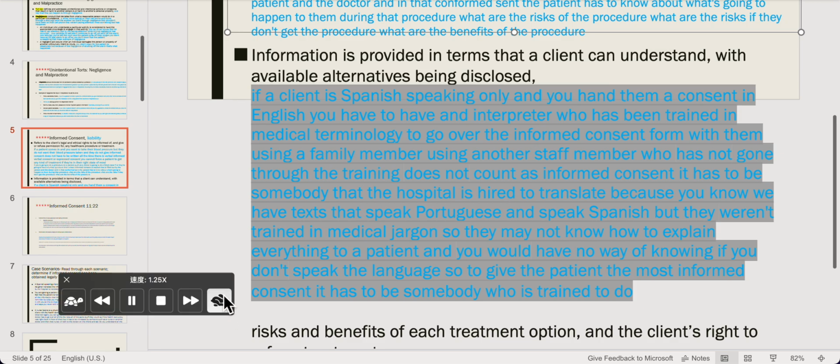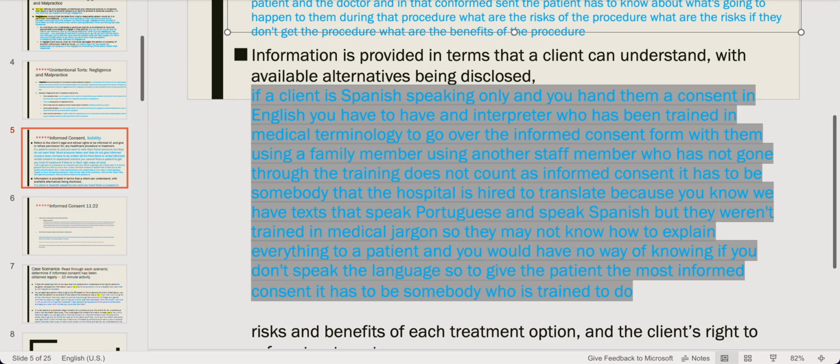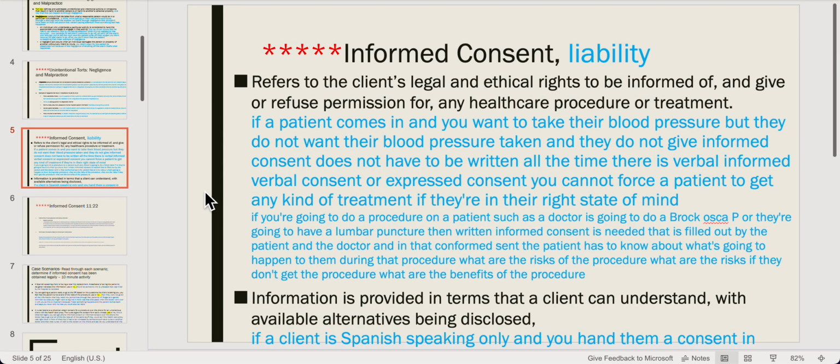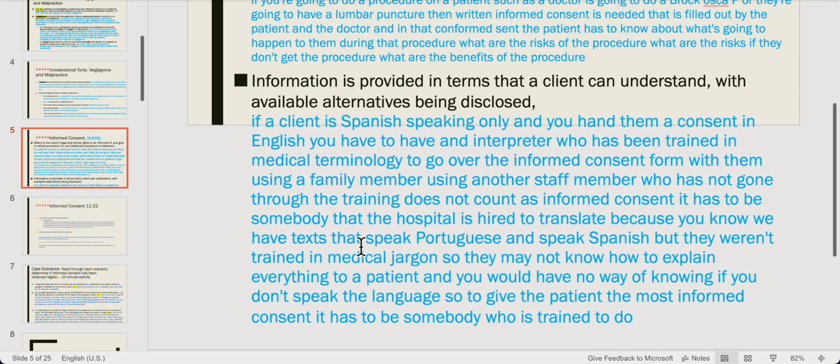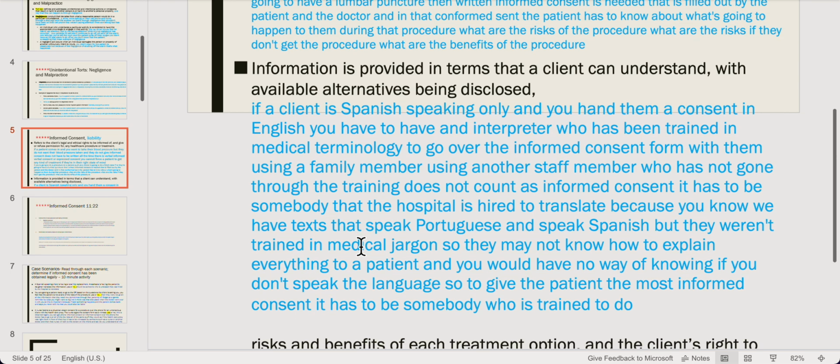If a client is Spanish speaking only and you hand them a consent in English, you have to have an interpreter who has been trained in medical terminology to go over the informed consent form with them, not a family member. Using another staff member who has not gone through the training does not count as informed consent.